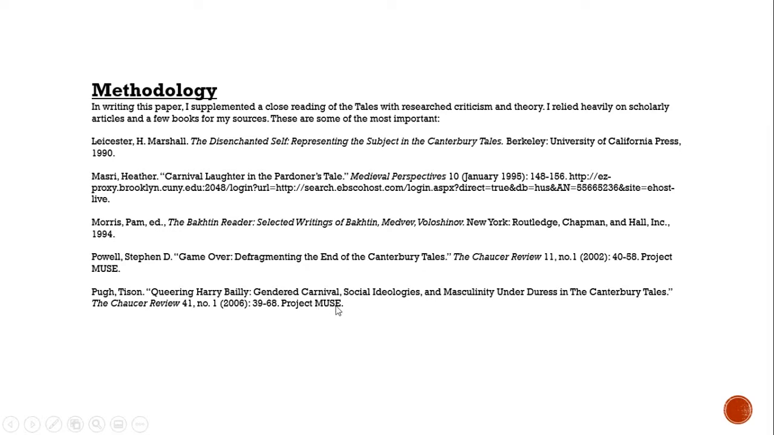And this one, Queering Harry Bailey by Tison Pugh, is also an important one. Again, it's kind of more individual. But the thing that I found interesting about it is that Bailey features most prominently in the space in between the tales. So I thought this would be helpful in kind of looking at the tales more collectively. And as you can see, this talks about gendered carnival, but it's playing with the ideas of carnival, of Bakhtinian theory, and actually applying it to the Canterbury Tales. So that was a helpful seed to kind of build on.